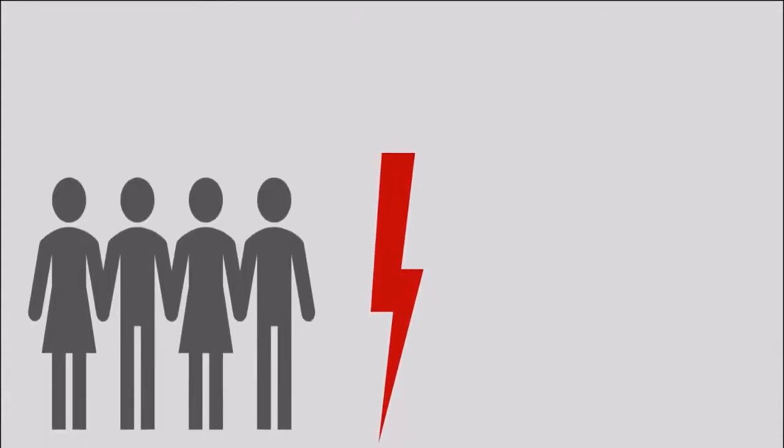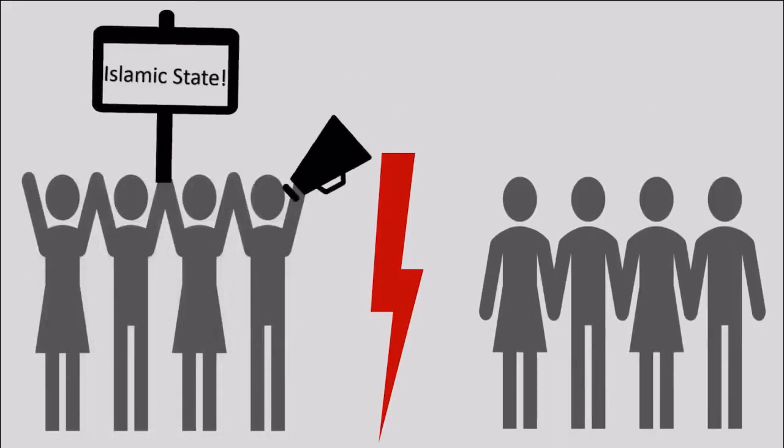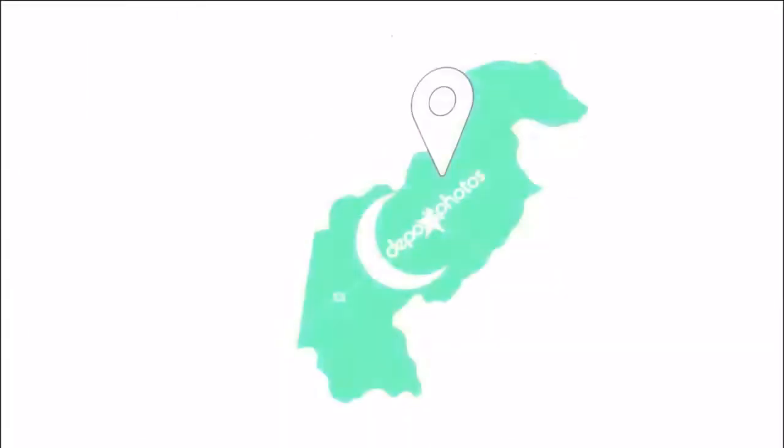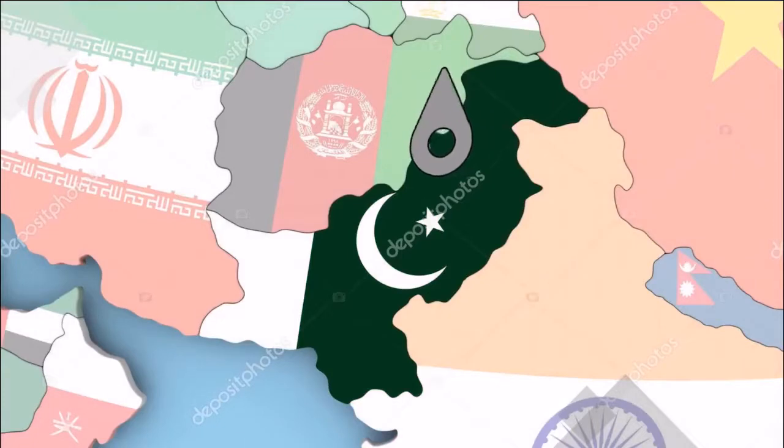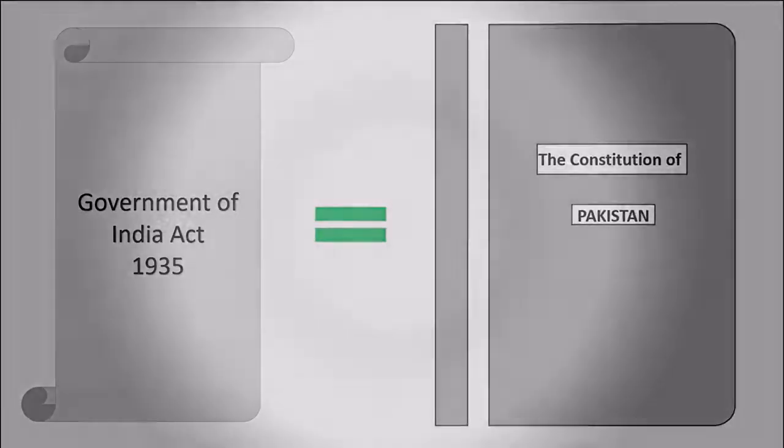Conflicts arose in British India between Muslims, who were considered a minority, and Hindus. And after constant calls for the establishment of an Islamic state, Pakistan finally gained its independence in 1947. Upon independence, the Government of India Act of 1935 was the base for Pakistan's provisional constitution and its legal system.